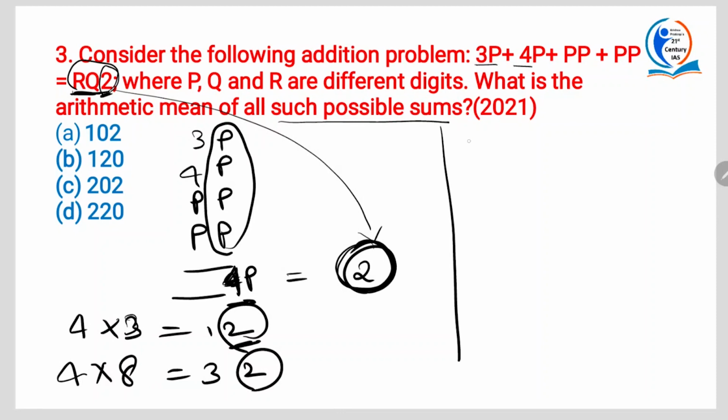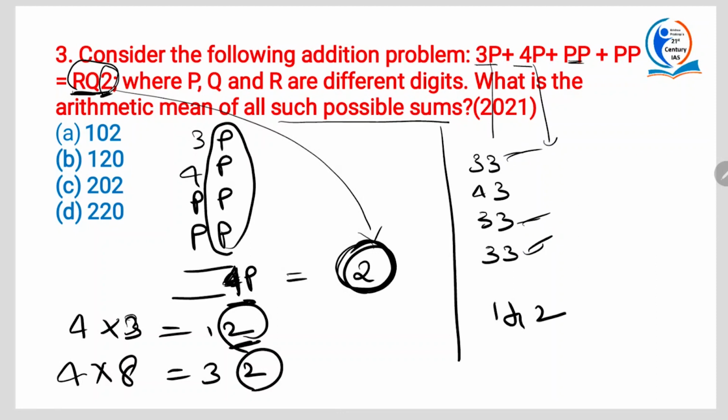All right, so first, if we are substituting 3, what will you get? When p is equal to 3, this number will become 33, this will become 43, pp will become 33, and this pp will become 33. 33, 33, 33 is how much? 99, no? 99 plus 43 is 142. Now with this 142, here r, here it is q, here it is 2. Okay, so r is 1, q is 4, when p is equal to 3.